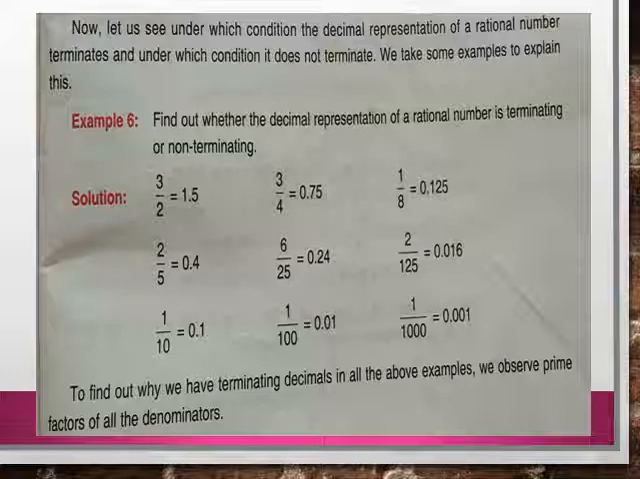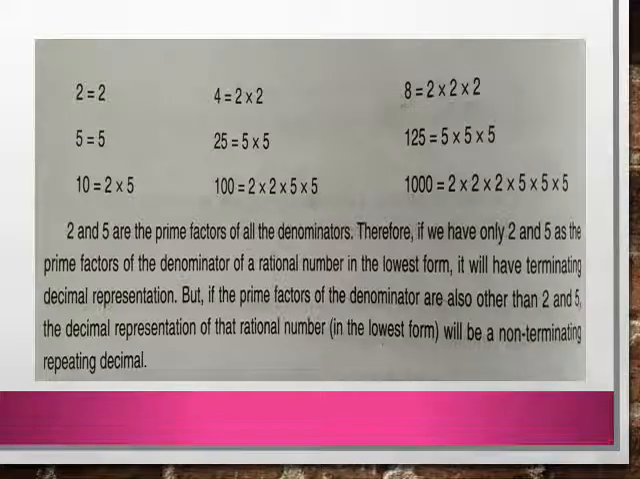So to find out why we have a terminating decimal in all the above examples, we observe the prime factors of all the denominators. If you observe the prime factors of all denominators, we will see some similarity between them. See here, the factor of 2 is 2. The factors of the second denominator 4 are 2 into 2. 8 is 2 into 2 into 2. 5's factor is 5. 25 is 5, 5. 125 is 5, 5 and 5. 10 is 2 and 5. 100 is 2 and 5. And 1000 is also 2 and 5.